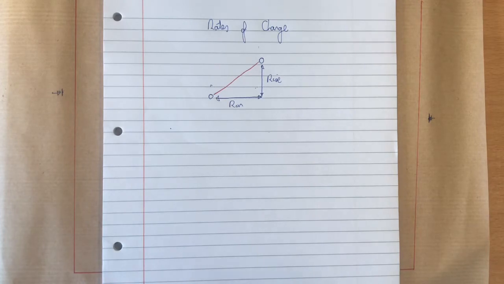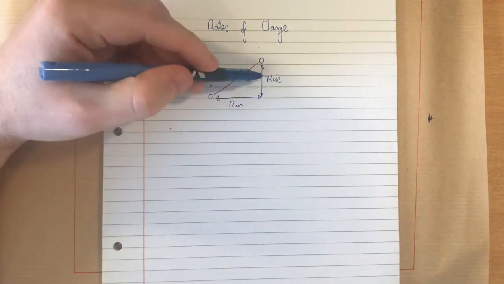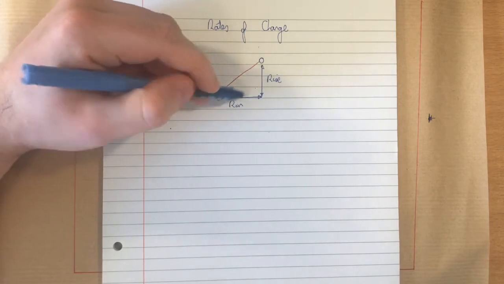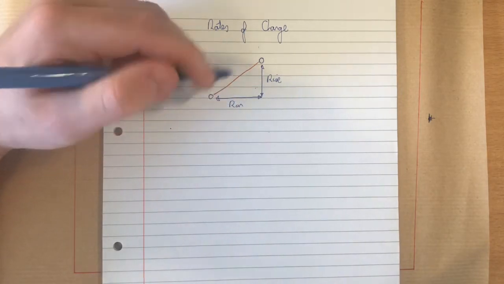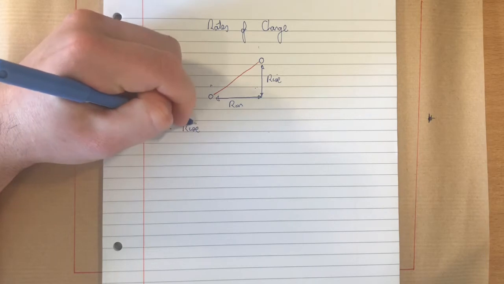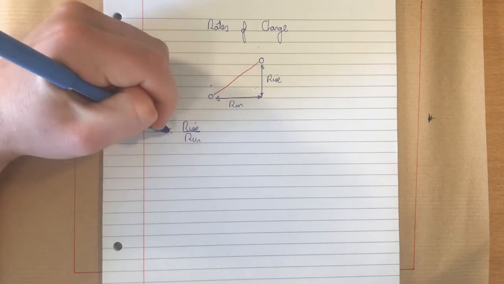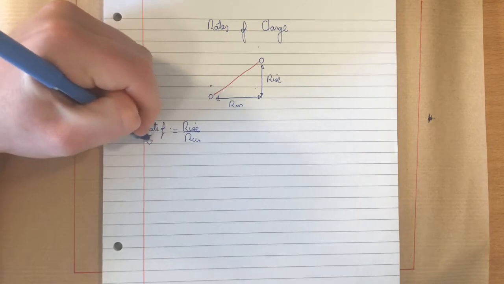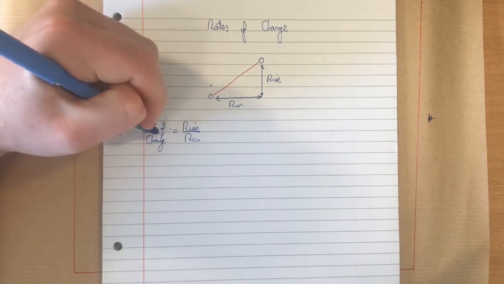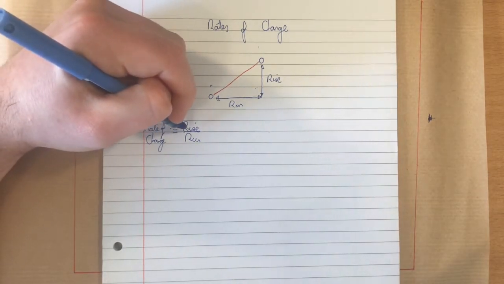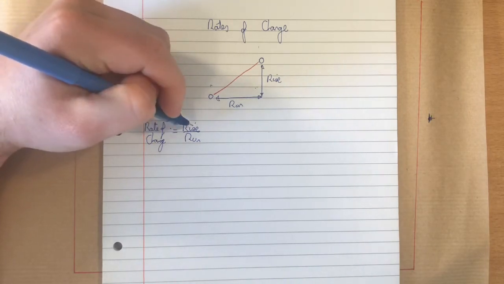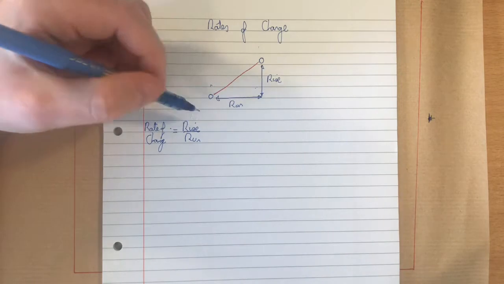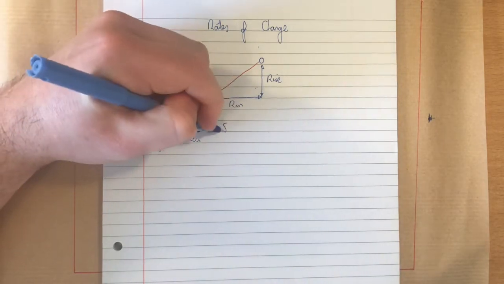And if we want to compare these two, we want to look at the rate at which the rise is changing for every unit of run. So we would look at rise over run, and that will be rate of change. So the rate of change is the same thing as rise over run. Now we know that rise over run from stuff we did maybe last year, that's the exact same thing as slope.